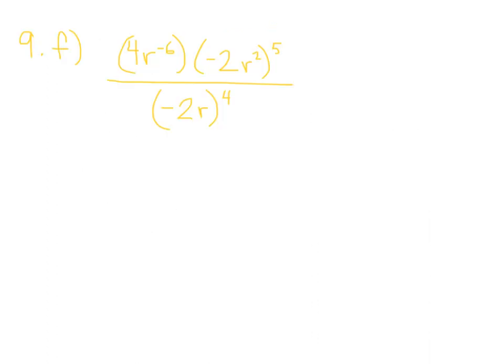Okay, the last one from question 9, number 9F, looks a little complicated. Just make sure that we do not multiply this times this first. We're going to take care of all the powers of powers first. For instance, we know that all of this is to the power of 5, so that 5 applies to here and here. And we also know that all of this is to the power of 4, so that 4 applies to this and this. So we're going to take care of those two powers of powers first.